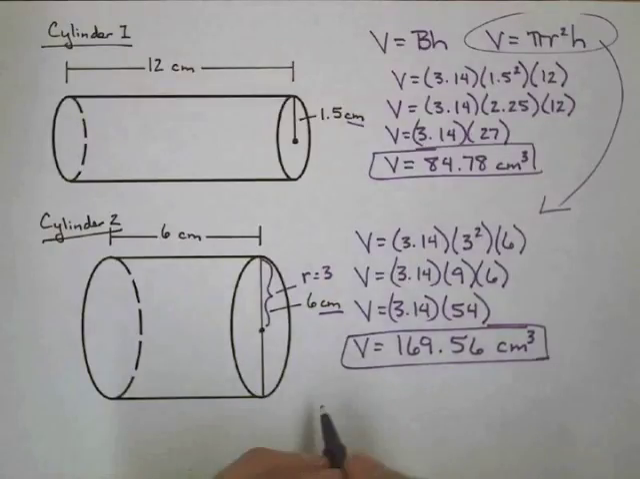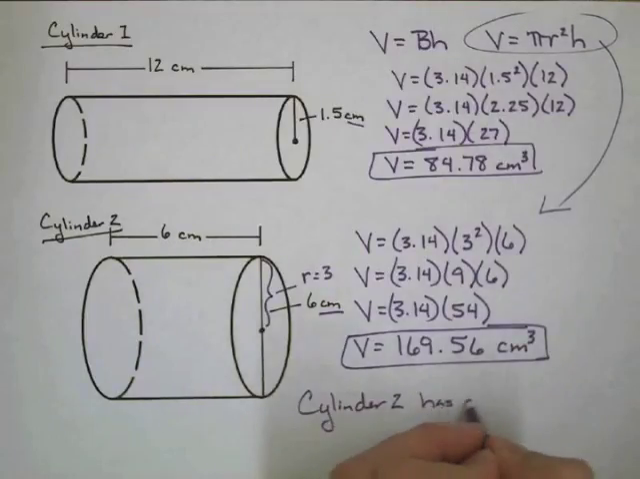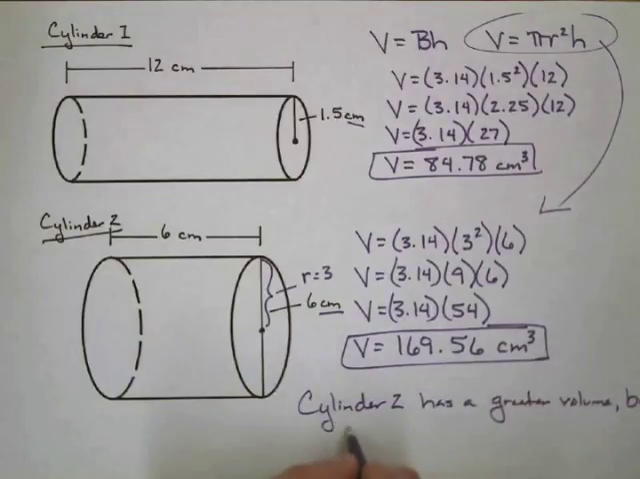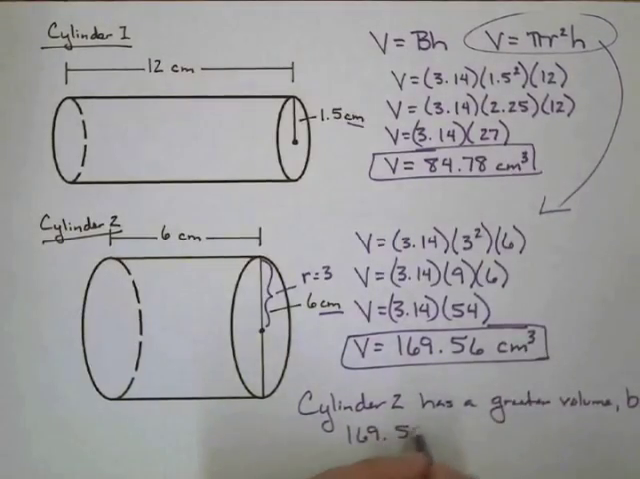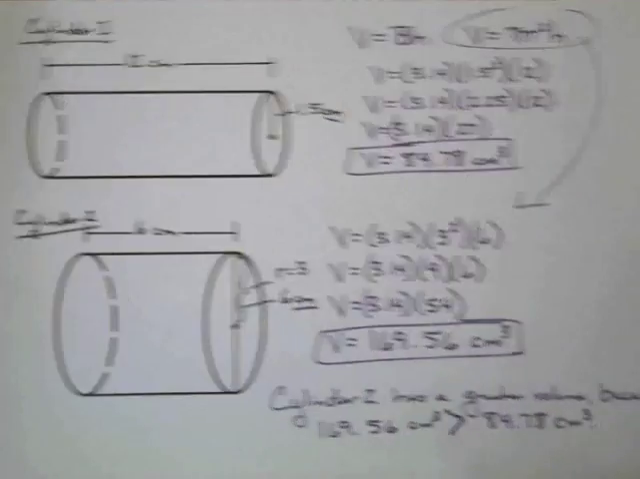So at this point I can say that cylinder 2 has a greater volume because 169.56 cubic centimeters is greater than 84.78 cubic centimeters. Cylinder 2 is larger than cylinder 1.